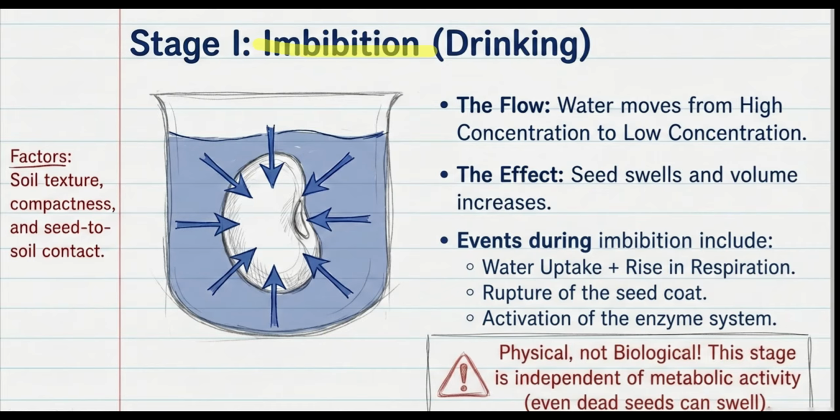Water enters the seed due to differences in water potential, moving from the surrounding moist soil into the seed tissues. As water is absorbed, the seed swells and rehydrates. This is primarily a physical process. It is important to note that even non-viable seeds can undergo imbibition because it does not initially require metabolic activity.